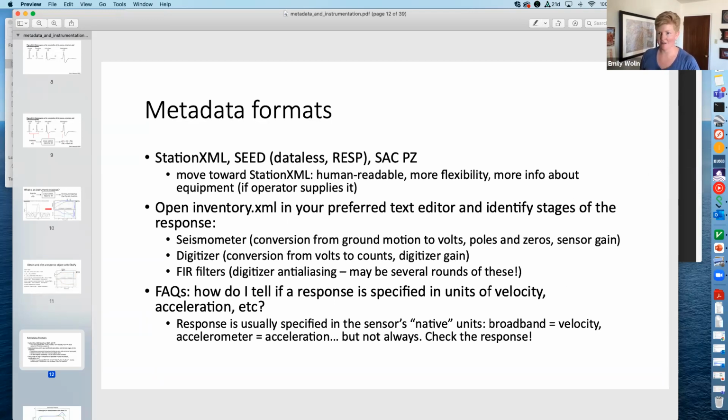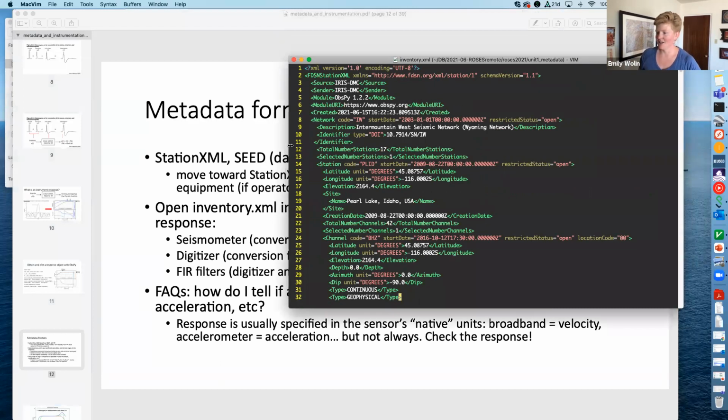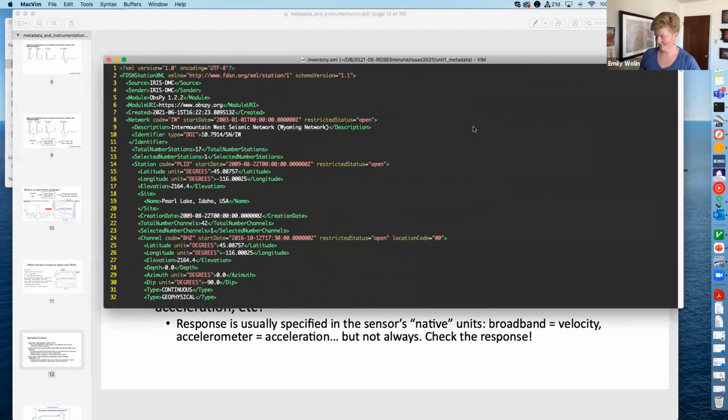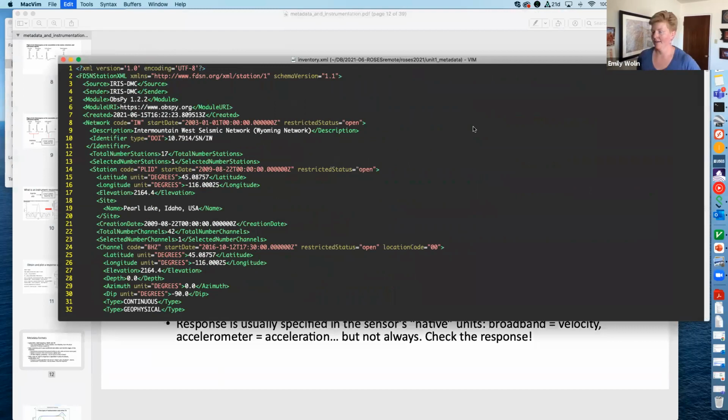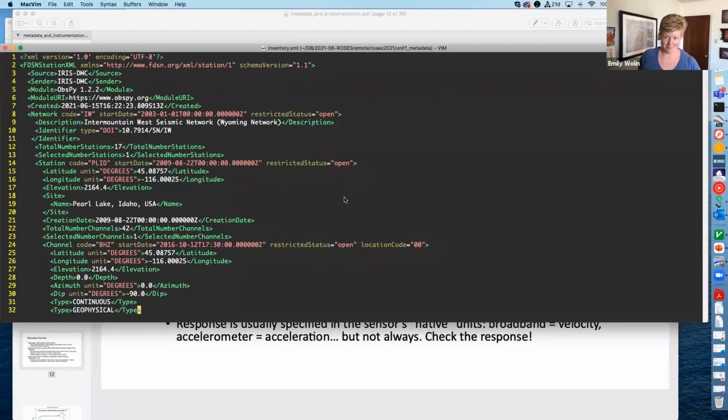So you can open that inventory.xml file in your preferred text editor, and we'll go through and look at a couple different stages of the response. All right, so this is human readable, right? It's not a binary file like dataless SEED, but it is an XML file. So there's a lot of tags describing what everything is. So I can find out where and how and when I got this data.